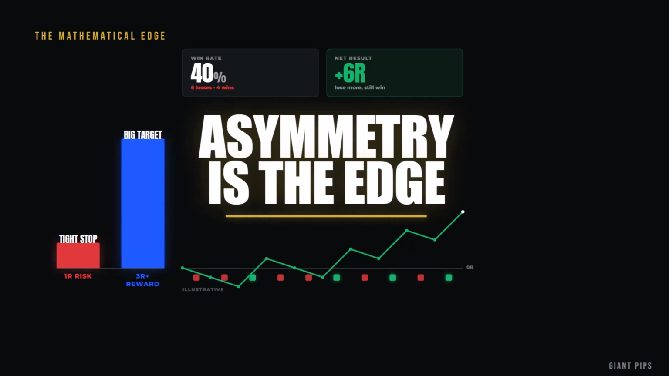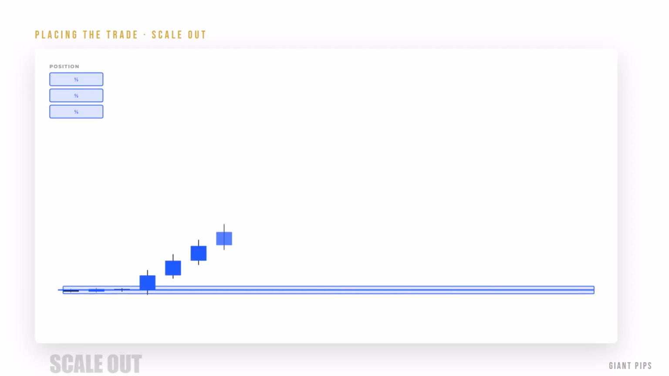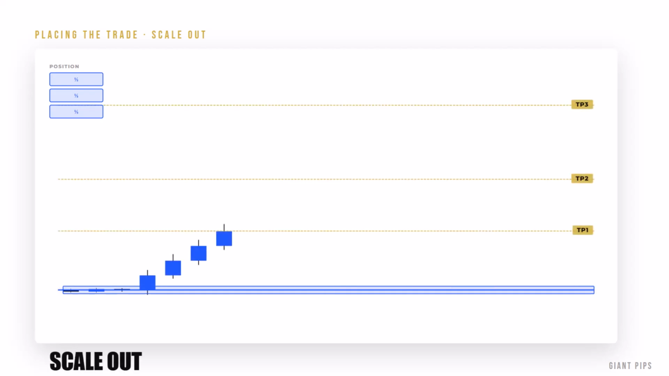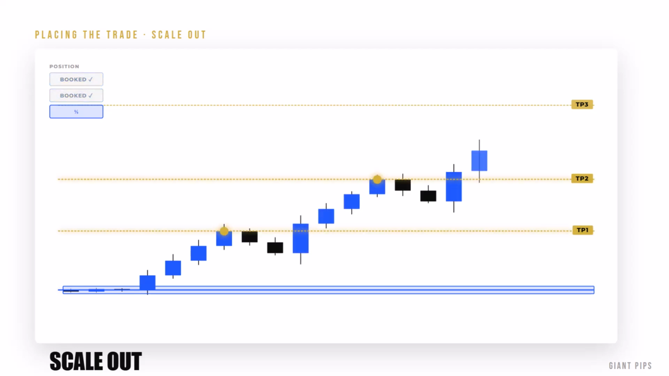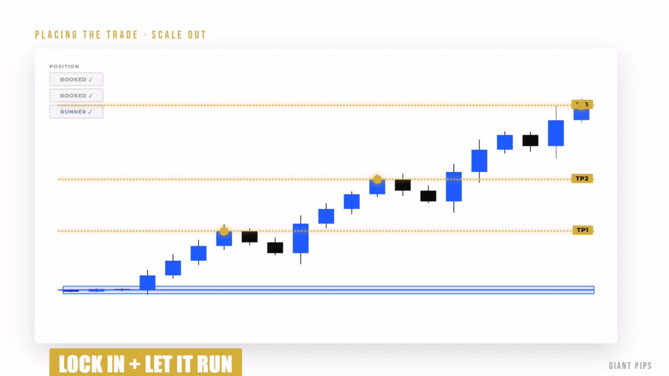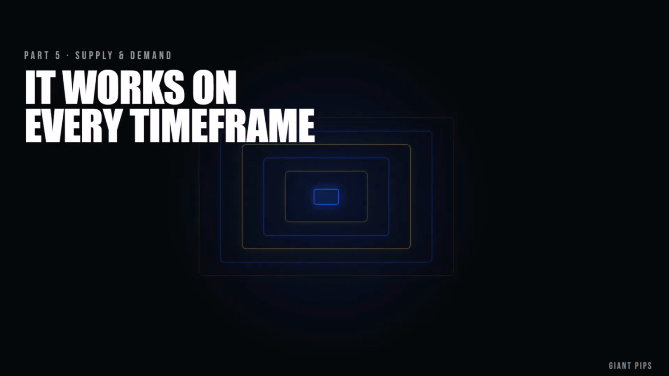That's the whole thing. And one more thing you can do, set multiple targets. Instead of just one take profit, you can scale out. Take some profit at the first zone, take some at the next one, and let a final chunk run all the way to your furthest target. That locks in gains along the way, while still keeping you exposed to a bigger move if it decides to come.